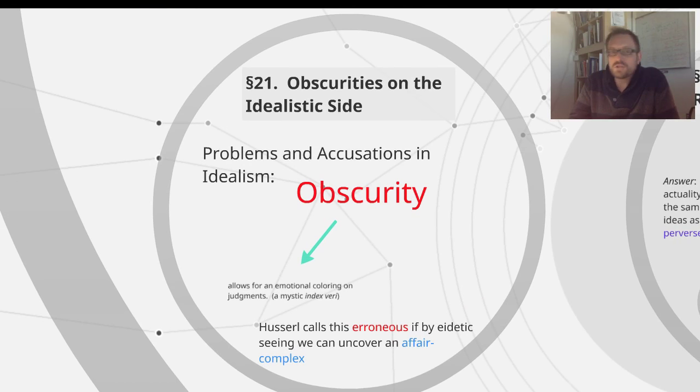Now, Husserl disagrees with empiricism on the one hand, but on the other hand, he's also quite clear that in the historical framework you have rationalists, empiricists, and you also have idealists. You can think here of people like Immanuel Kant. He says, but if you go to idealism in this philosophical sense that we typically refer to, there are lots of problems and lots of accusations. The big one on the table is obscurity.